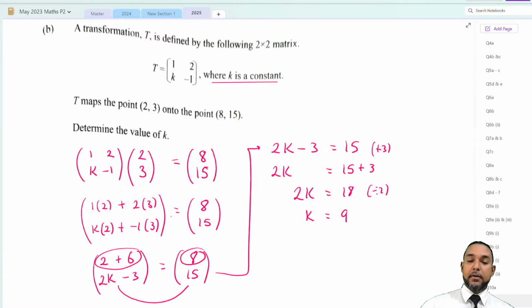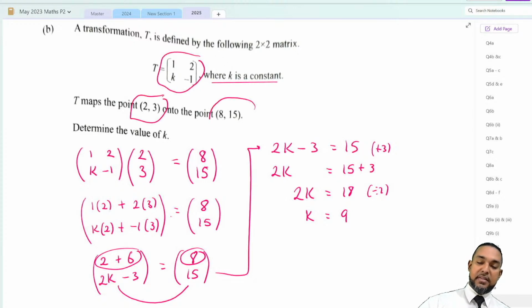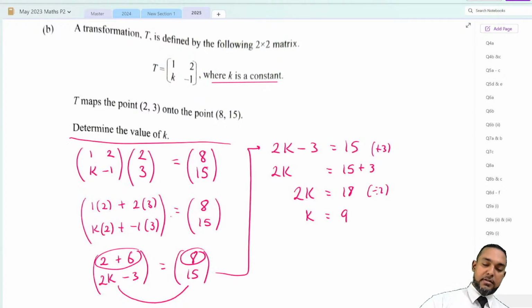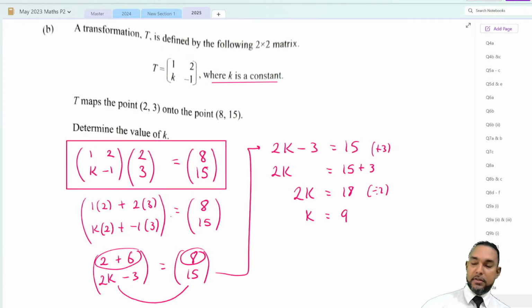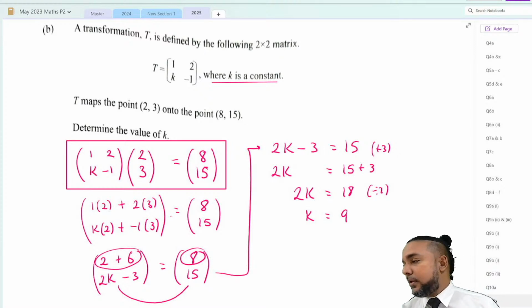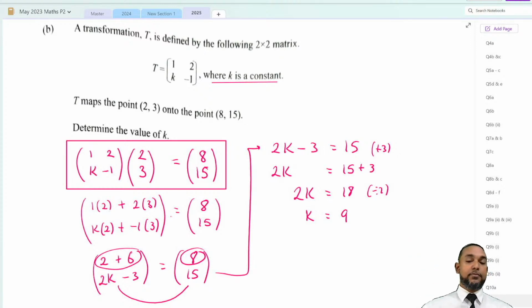So once again, a transformation is given by this matrix, where K is a constant, and it maps this point onto this point. What that means is when you multiply this matrix by this point, you get this as the result, which you can see in this initial statement. After that, it's just some relatively simple matrix multiplication and some solving.